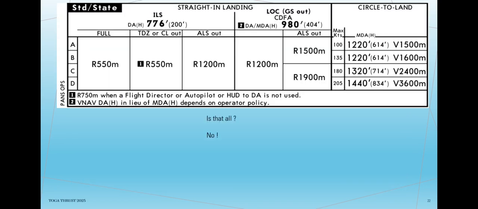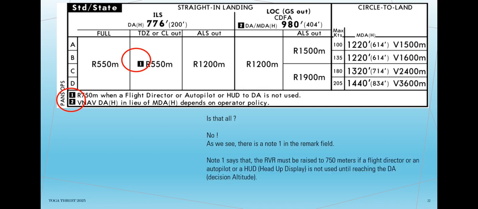Is that all? No. As we see, there is a Note 1 in the remark field. Note 1 says that the RVR must be raised to 750 meters if a flight director or an autopilot or a HUD, head-up display, is not used until reaching the DA, decision altitude. So in case of a touchdown zone lights or center lights failure, there is that parameter also to be taken into account.